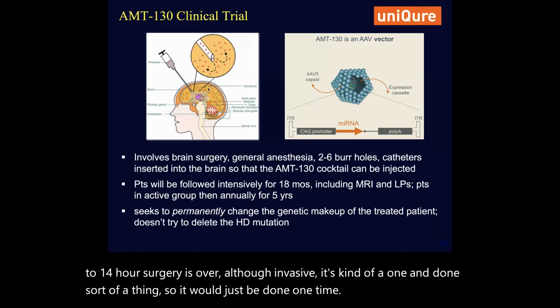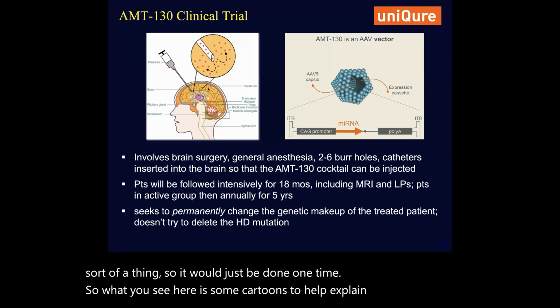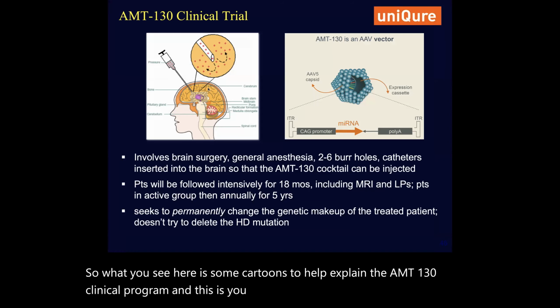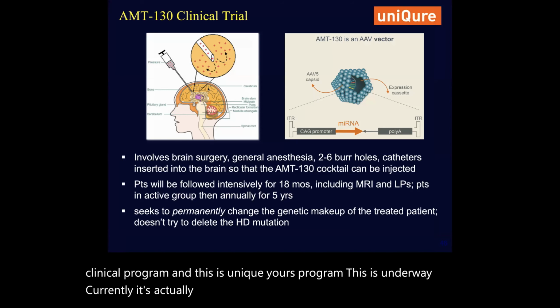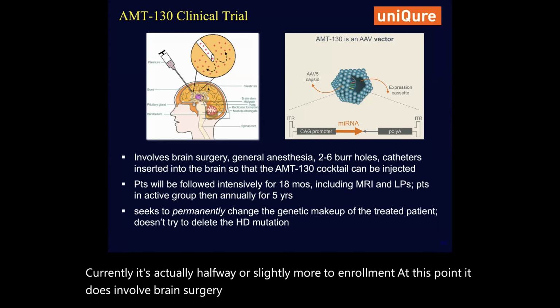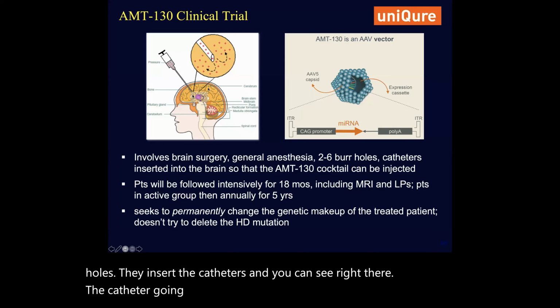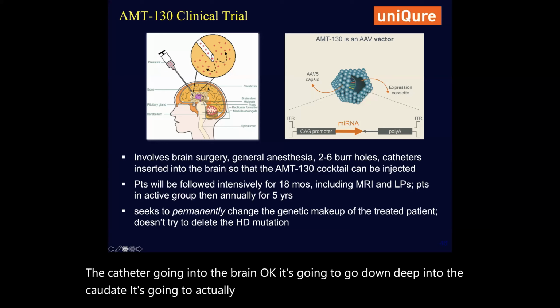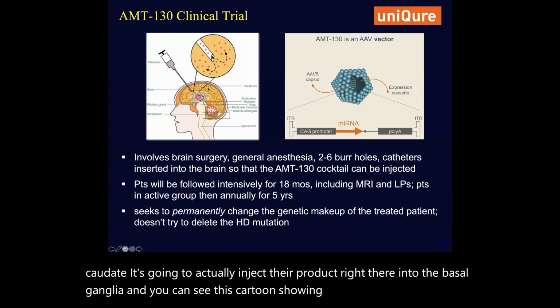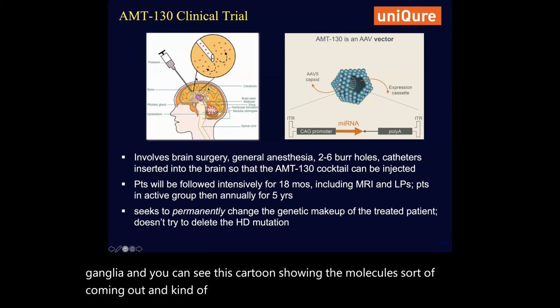So what you see here are some cartoons to help explain the AMT-130 clinical program. And this is uniQure's program. This is underway currently. It's actually halfway or slightly more to enrollment at this point. It does involve brain surgery. It does involve general anesthesia. They use 2 to 6 burr holes. They insert the catheters, and you can see right there, the catheter going into the brain. Okay, it's going to go down deep into the caudate. It's going to actually inject their product right there into the basal ganglia. And you can see this cartoon showing you the molecules sort of coming out and kind of being dispersed into the caudate.